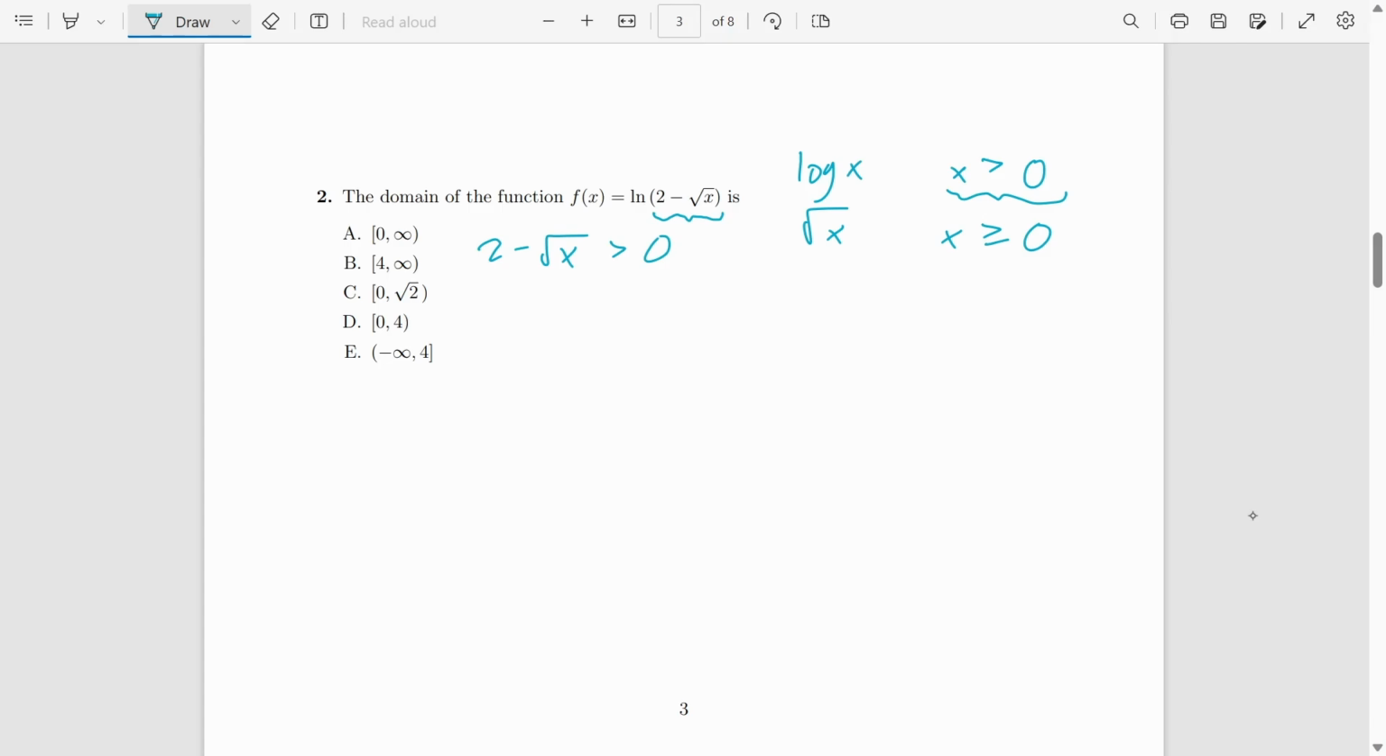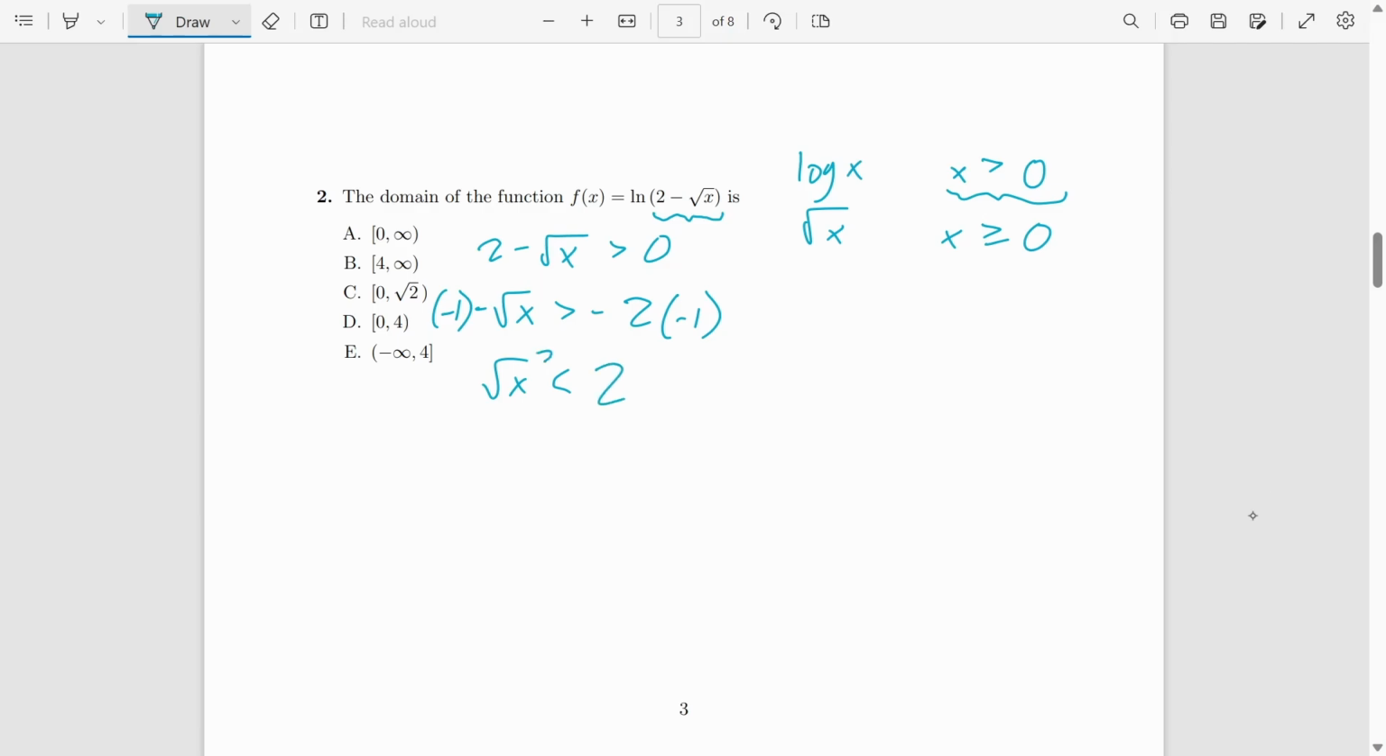And then we just have to get x by itself. So minus 2 on both sides, that's negative square root x is greater than negative 2. And then flip the signs. Oh, okay, this is important. Since we're dealing with inequalities, we have to keep in mind that if you ever multiply by a negative number or divide by a negative number, you have to flip the inequality. So that becomes a less than, since we just multiplied both sides by a negative one. So now it's square root of x is less than 2.